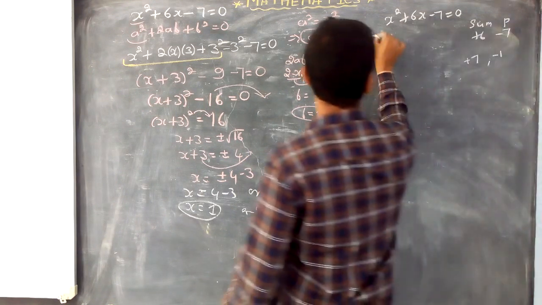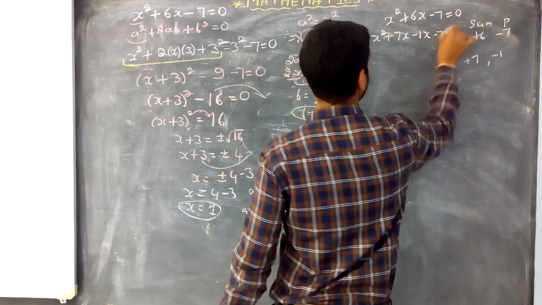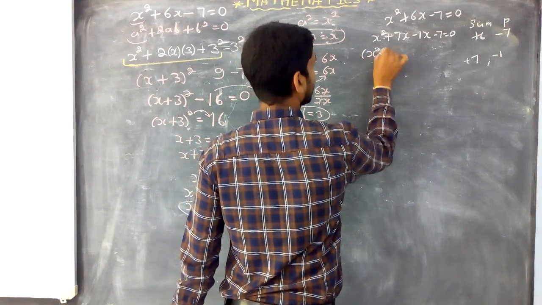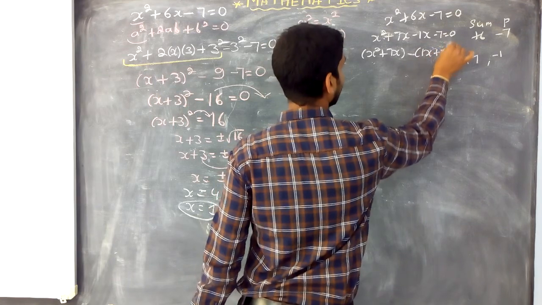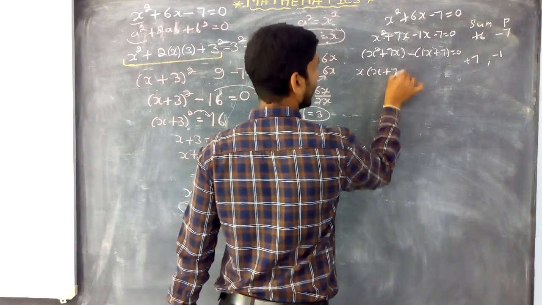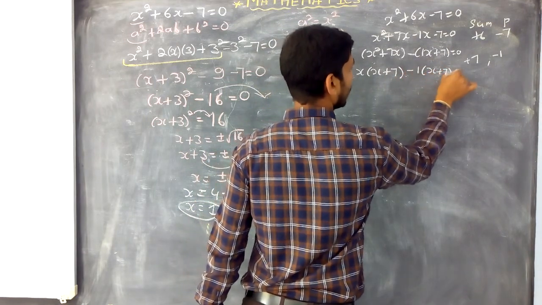Now we solve this. x square plus 7x minus 1x minus 7 equals 0. Yes, you can group these two. x square plus 7x. In the minus and minus, take minus outside: 1x plus 7 equals 0 remains. Now in these two you can take x outside. x plus 7 remains. Minus, here nothing is common except 1. That's why x plus 7 equals 0 remains.